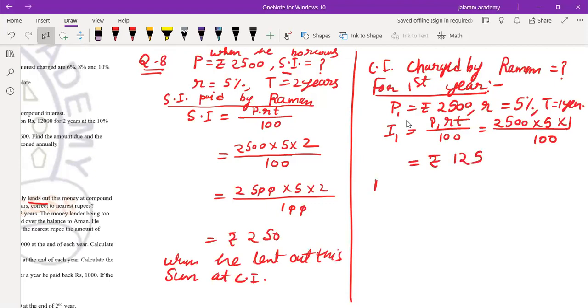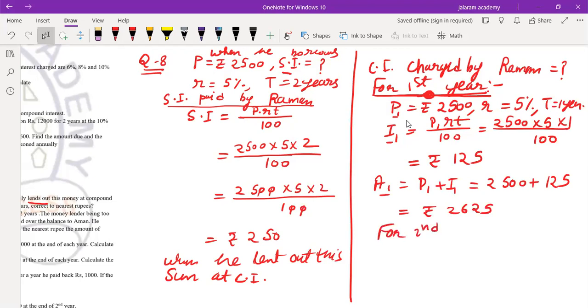Now amount after 1 year, which is denoted by A1. Use the same standard symbols; for first year it must be written as the heading. This must be written, means it is compulsory to write for first year. Students are not writing this, which is wrong. Now P1 plus I1, P1 is 2,500, I1 is 125. So the total amount after 1 year is rupees 2,625, which will be the amount due at the end of first year, we can say.